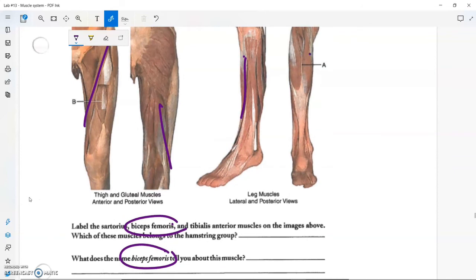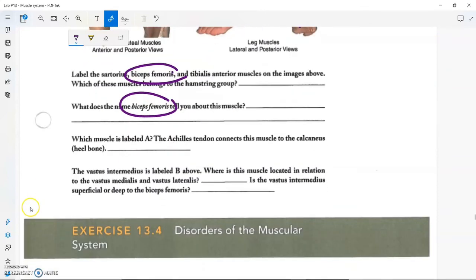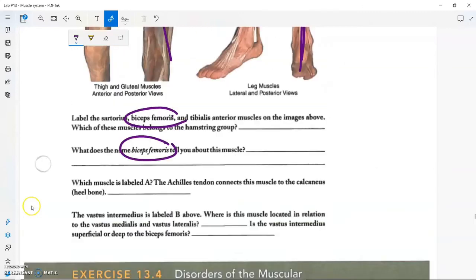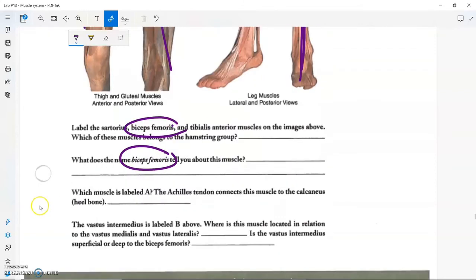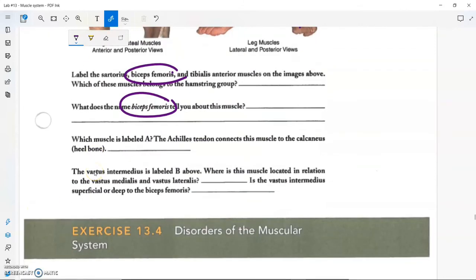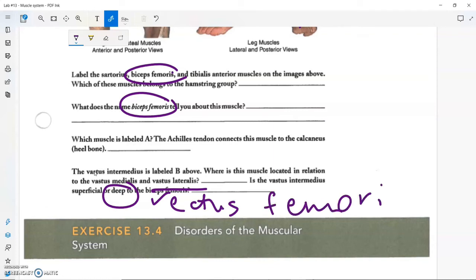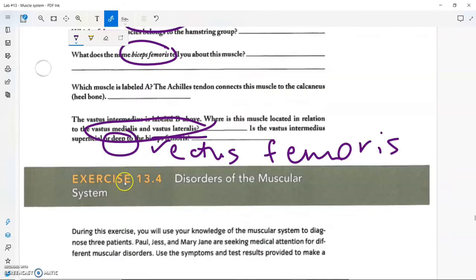Muscle that is labeled A, connected to the Achilles tendon, is gastrocnemius. And vastus intermedius is labeled B. You see this muscle is deep to it. It shouldn't be biceps femoris, it should be rectus femoris. It's a typo. This muscle is in between the vastus medialis and vastus lateralis.